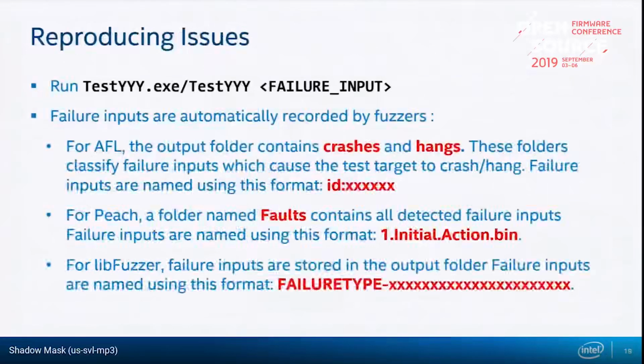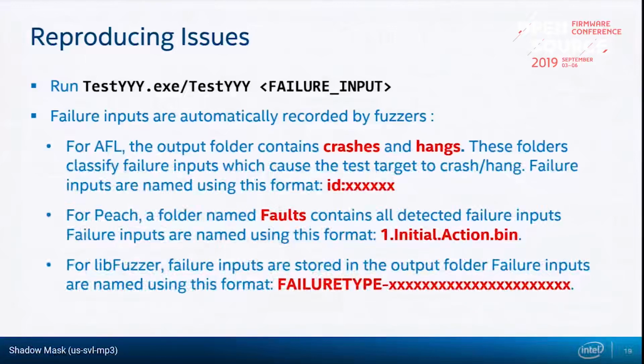Test reproductions, again, we spit out lots of data. Failure inputs are automatically recorded by the fuzzing frameworks. AFL, Peach, and libFuzzer have a different directory structure. So AFL has 2 main output folders. One is for crashes and one is for hangs. So crashes is the, hey, this obviously went off the rails, and hangs is it went so far off the rails that it just tipped over sideways and died.